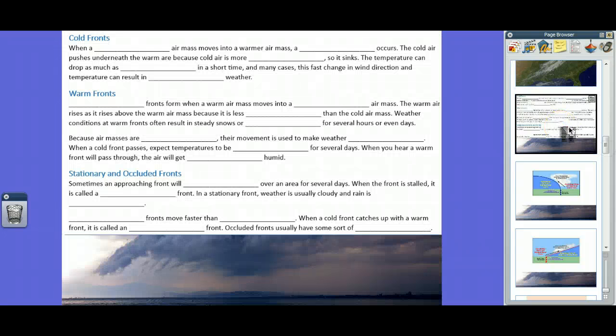First is a cold front, especially in the wintertime where we're studying this in Louisiana. This is what our weather is dominated by. It gets warm, a cold front pushes through, it cools off. These air masses move in. Now, when a cold air mass moves into a warmer air mass, a cold front occurs. Okay, so that's what a cold front is.